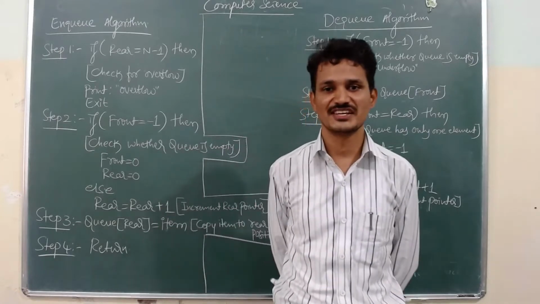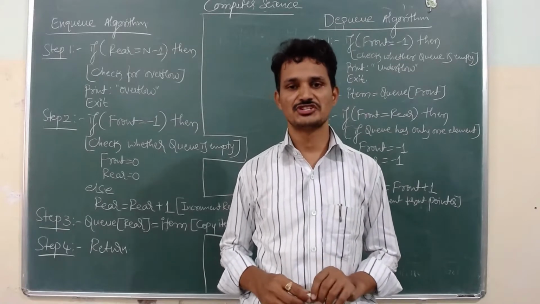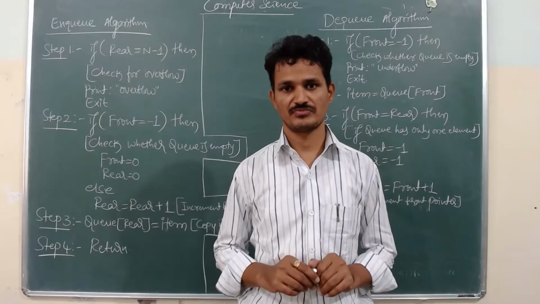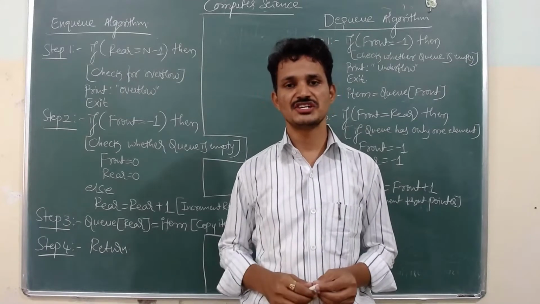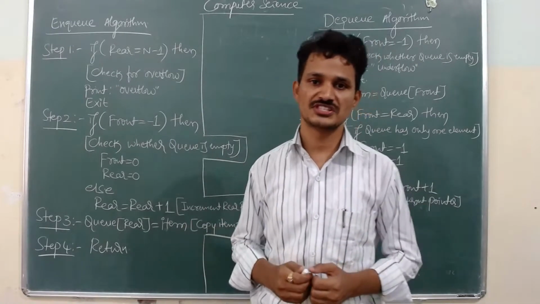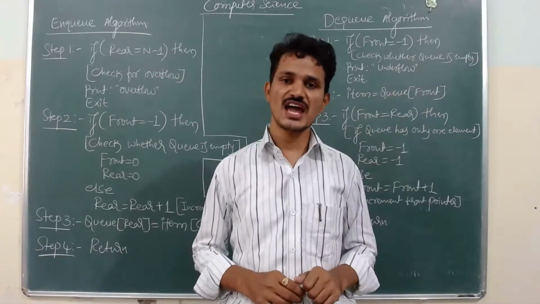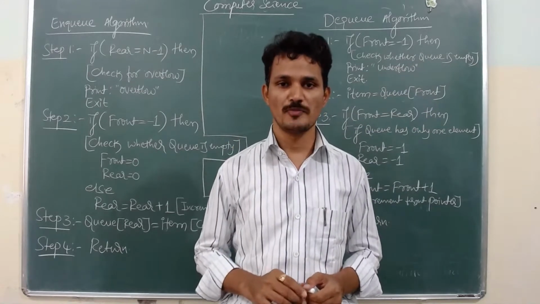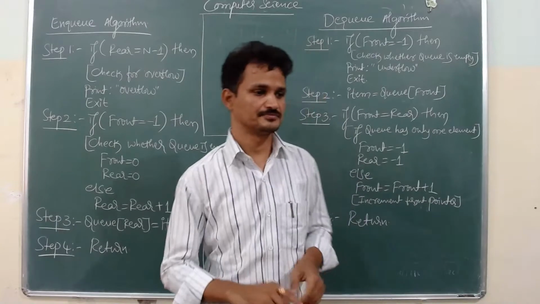I'll repeat the definition once again from the beginning. A Queue is an ordered collection of items in which items are inserted and deleted from different ends. That is, insertion takes place from the rear end and deletion takes place from the front end. Here in this Queue data structure, we'll have two separate ends. Insertion is from one end and deletion is from another end. But in the stack data structure, we have only one end, called the top end. Insertion and deletions are performed from the same end.